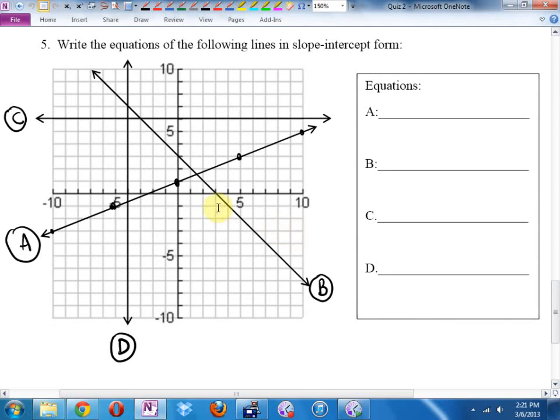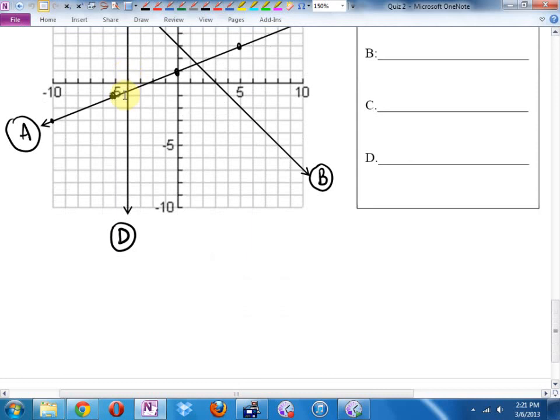Number 5, write the equations of those 4 lines. Just so that you know, this line here going up slanty, that's line A. This one going down slanty is line B. Line C is this horizontal line, and line D is this vertical line. You better have that done when I see you next on Friday, and you'll have 20 minutes to work on that.